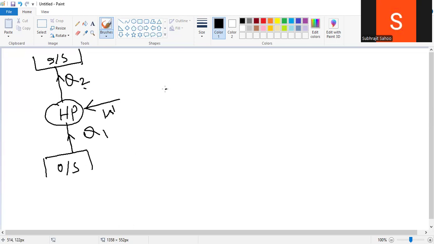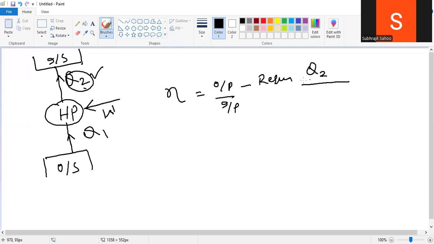Then sir, what is the efficiency? Output by input or not? Sir, what is the output? Don't judge output and input from this arrow mark. Most of the students are doing like that only: arrow mark in means input, arrow out means output. No, output means what is the requirement here. In the heat pump, heating is required or cooling is required? Sorry, heating is required. That means output is Q2 only. So Q2 divided by input, which is W.